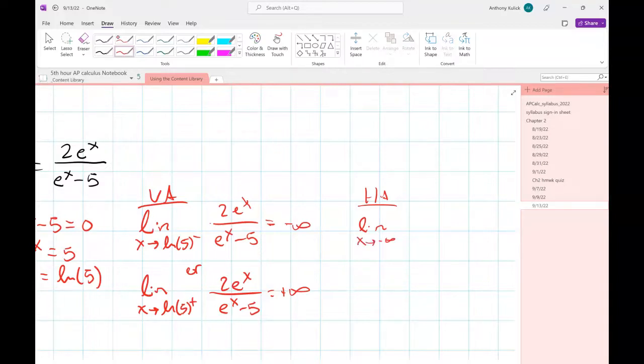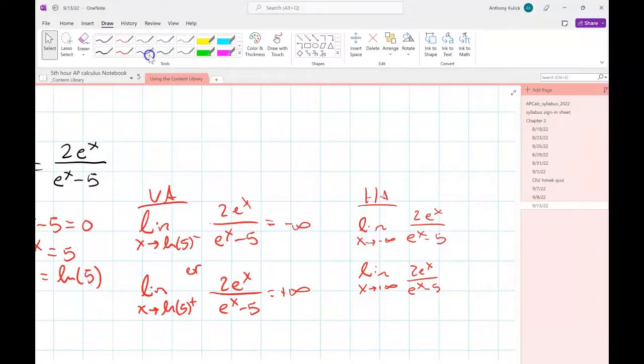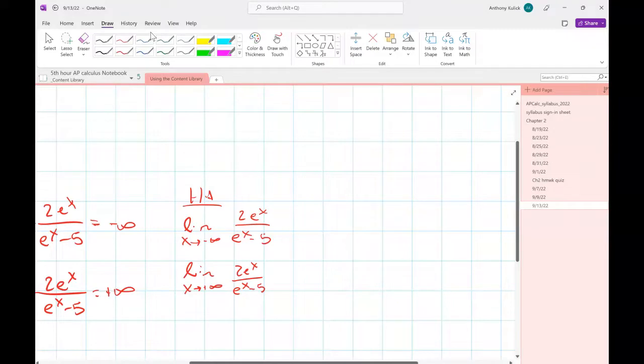For the horizontal asymptote, we need to be looking at what's happening as x approaches positive infinity and negative infinity, because it could have two different horizontal asymptotes. That's possible. Again, we could do this by inspection. It looks like there's a horizontal asymptote here at 2, maybe. But we can confirm that algebraically. Would you like to do that? Probably not a bad idea.